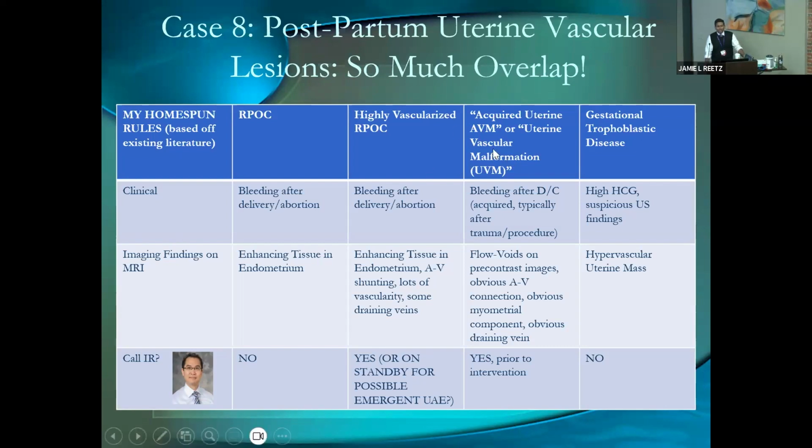These are cases where a pelvic MRA is going to help, but there's a lot of crossover here. What we don't want is when you go in to do your D&C and it's an AVM, she's going to bleed like stink. If it's a highly vascularized RPOC, well, maybe they will bleed. So we would say call IR if we call it an AVM. They'll do a prophylactic gel foam embolization. If it's highly vascularized RPOC, maybe it's worthwhile just letting IR in the loop.